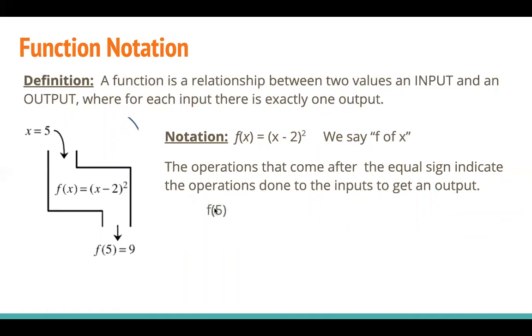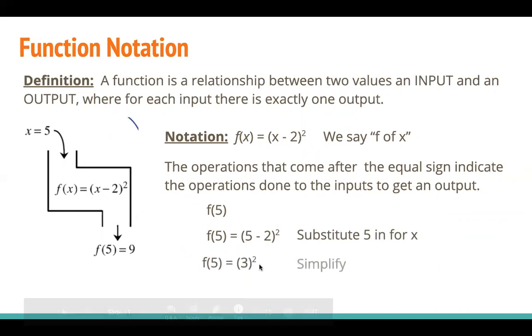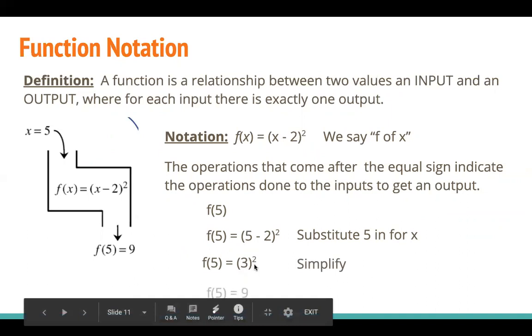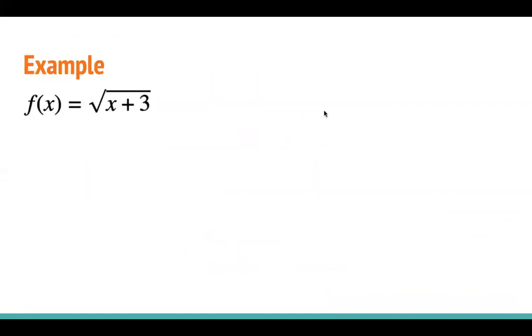So if I look at f of 5, meaning 5 is getting input, I'm going to substitute the 5 in for x. First I subtract 2 because it's inside the parentheses, I get 3. Next I'm going to square that value and I get f of 5 equals 9. So 5 is the input x and 9 is the output y.